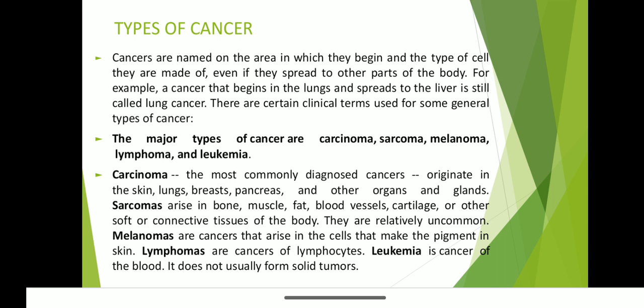Carcinomas are the most commonly diagnosed cancer, which originate in the skin, lungs, breast, pancreas, and other organs and glands. Lymphomas are cancers of lymphocytes. Leukemia is cancer of the blood. It does not usually form solid tumors. Sarcomas arise in bone, muscle, fat, blood vessels, cartilage or other soft or connective tissues of the body. They are relatively uncommon. Melanomas are cancers that arise in the cells that make the pigment in the skin.